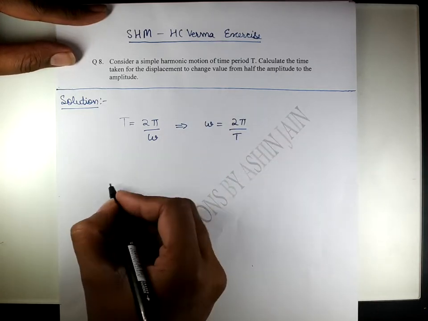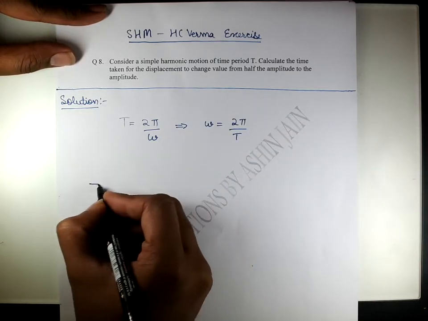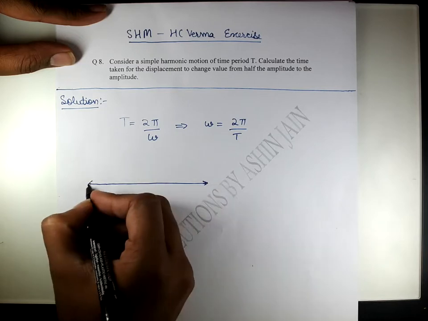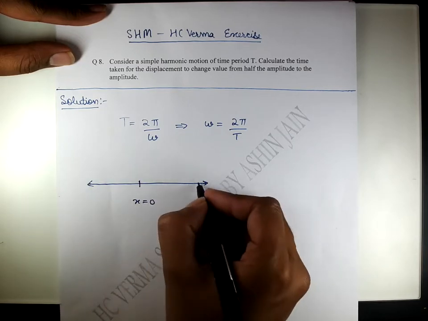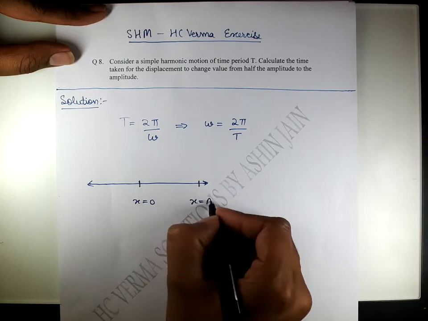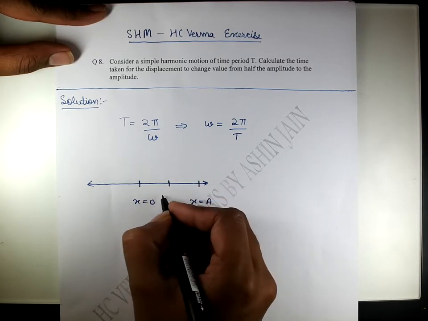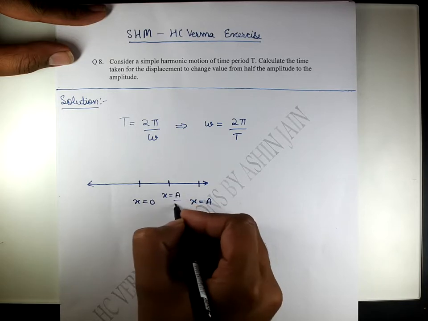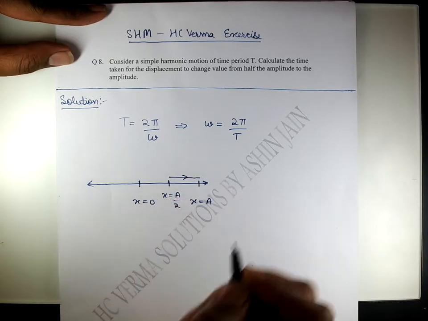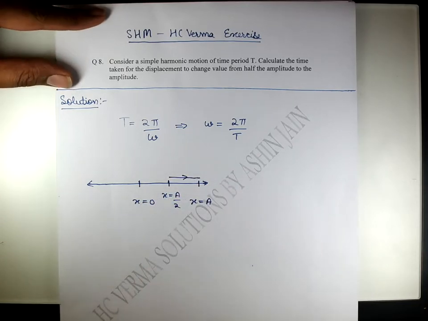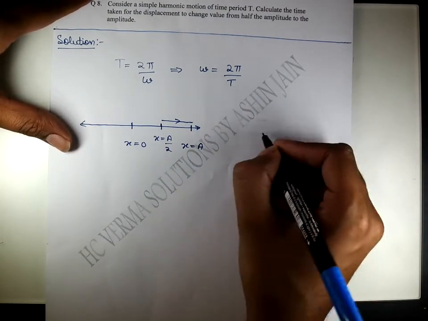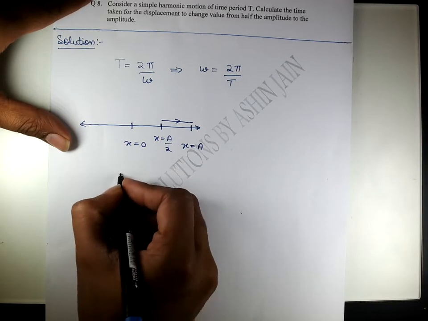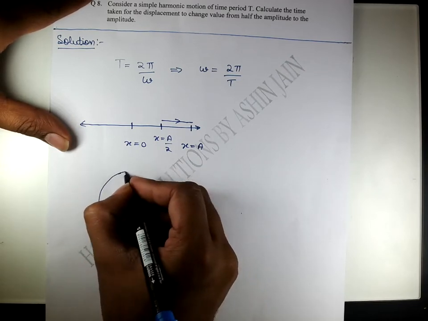Now if we consider this particular case, he wishes that the displacement changes from half the amplitude to the complete amplitude. So basically the particle should move from x is equal to A by 2 to x is equal to A. Now this problem can be done very easily if we know the concepts of comparison of circular motion with SHM. Now how do we compare circular motion with SHM?